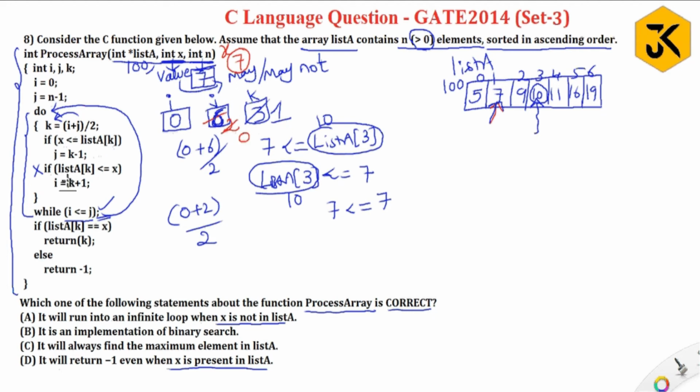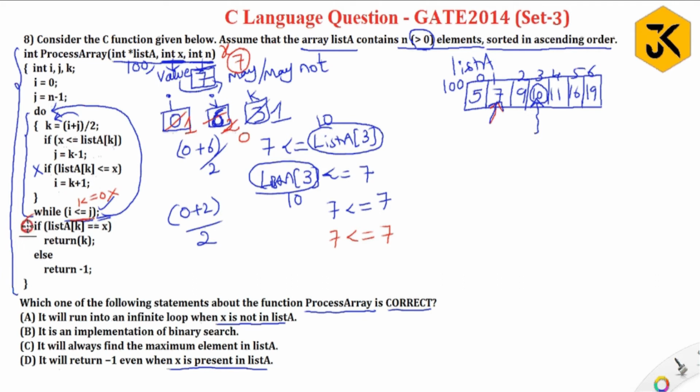0. Then, if list A of k, which is list A of 1, meaning 7, is less than or equal to x, and x is 7, then the i value will be incremented by 1. Then it is going to execute this condition: is i less than or equal to j? Is 1 less than or equal to 0? The condition fails. When the condition fails, immediately it is going to execute the next block of statements.